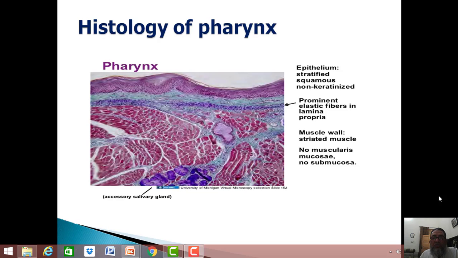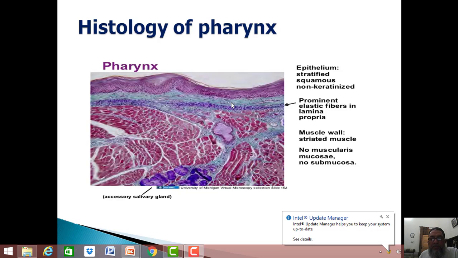The epithelium is stratified squamous, non-keratinized, because it is the pharynx, smooth in outline. Basal layer resting on a basal lamina, then the surface layer is squamous type of cell. Then you see the lamina propria. In this case, prominent elastic fibers are there.